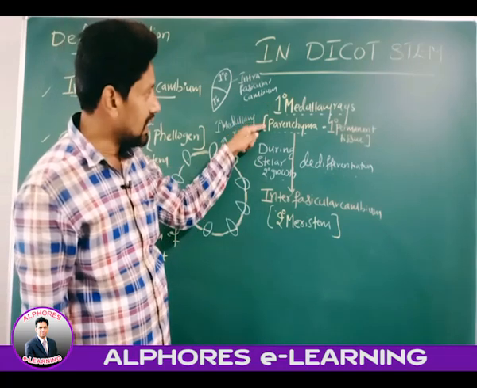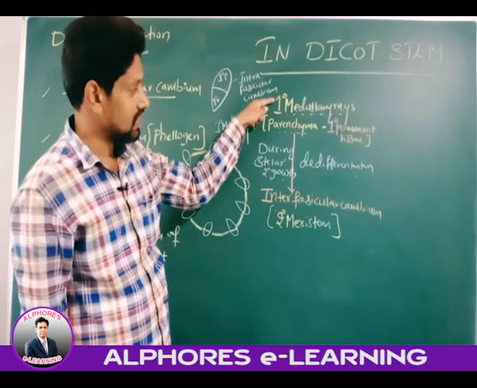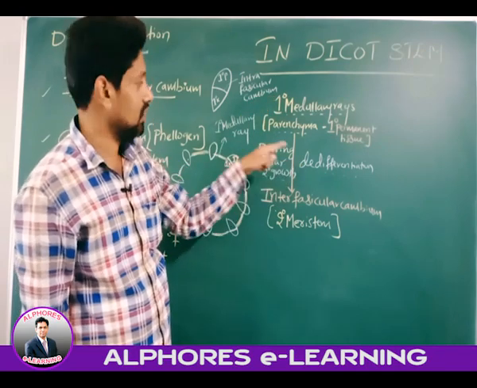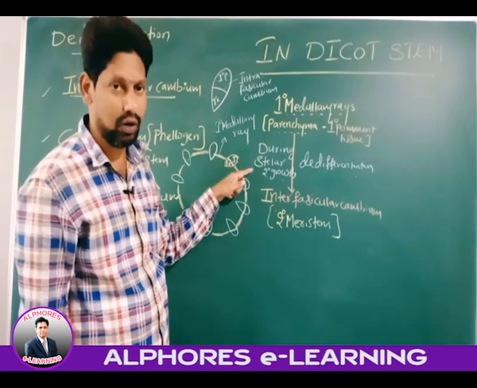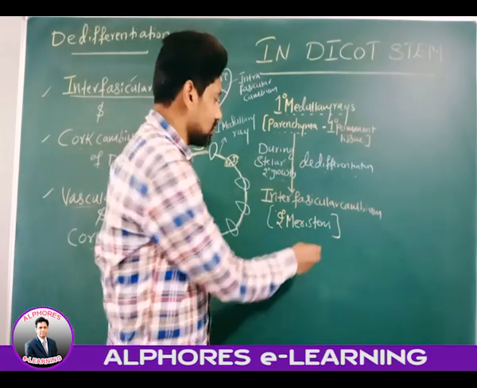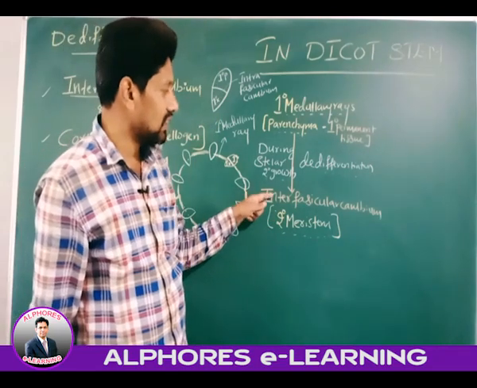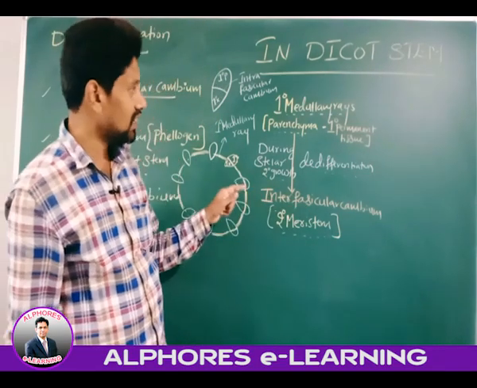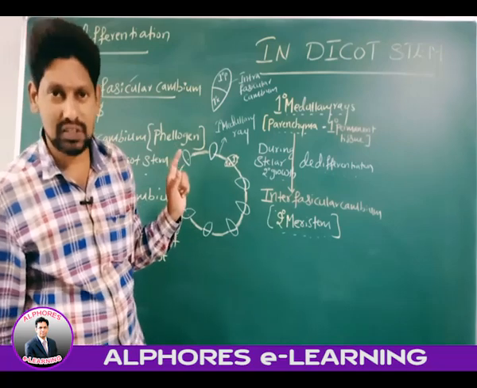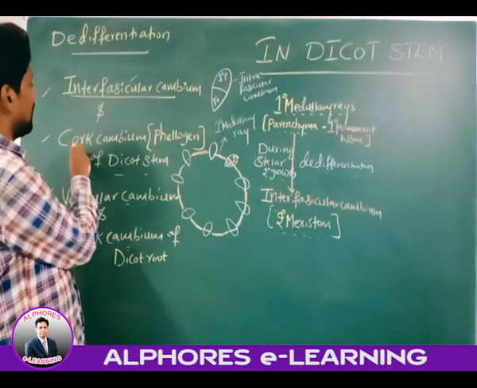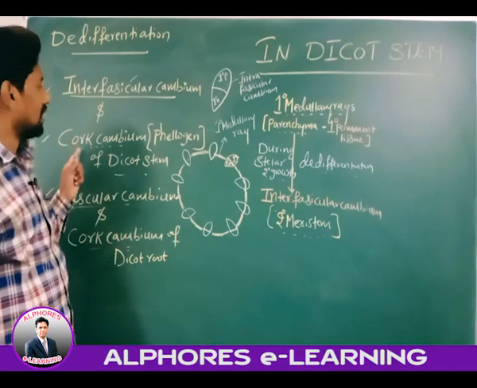Therefore, primary medullary rays are made up of parenchyma. This parenchyma undergoes de-differentiation during stellar secondary growth. If de-differentiation takes place, a secondary meristem is produced. What is the name of the secondary meristem? Intervascular cambium. Is it okay? Right. Now go for the second one: cork cambium.